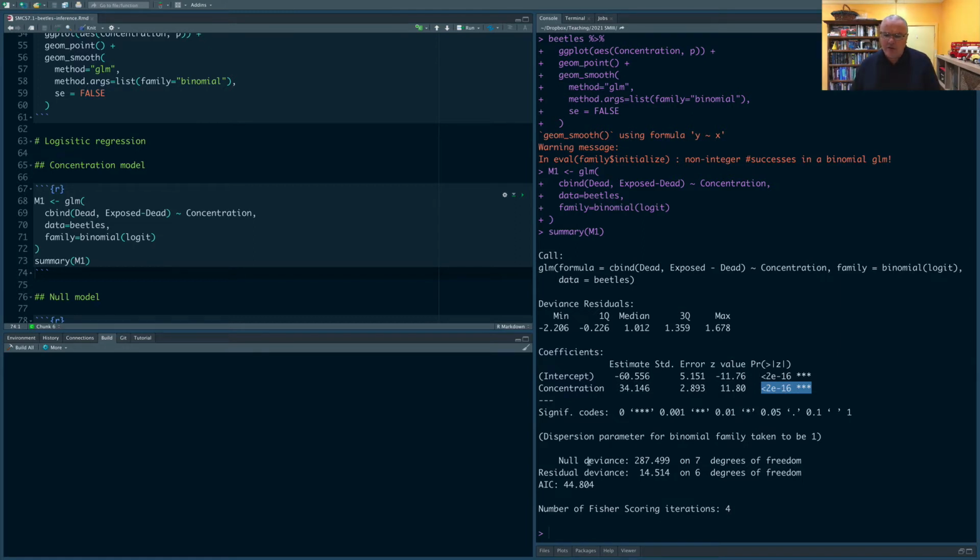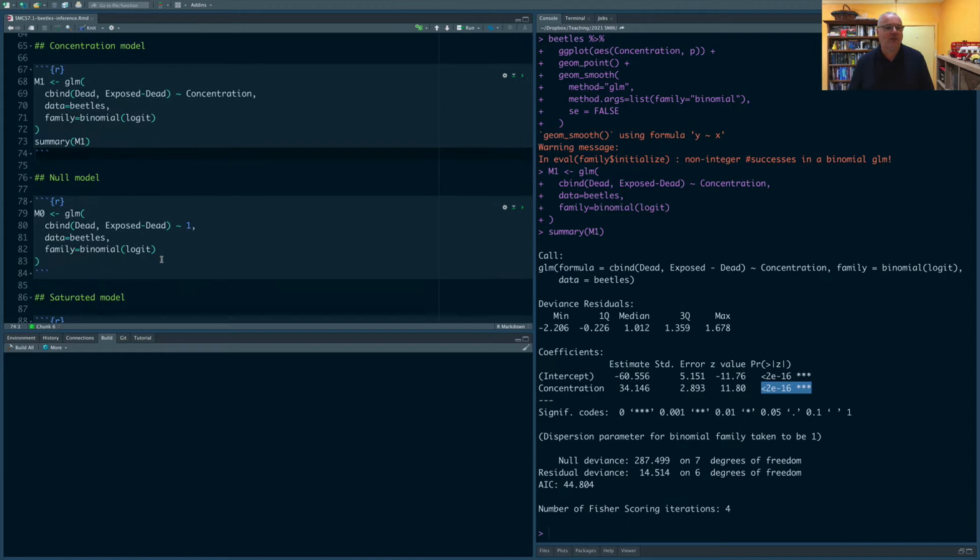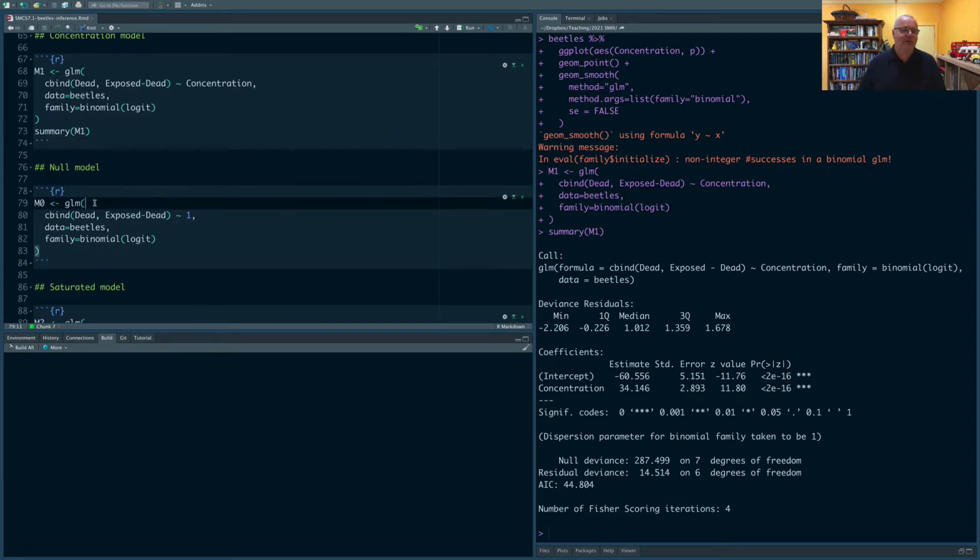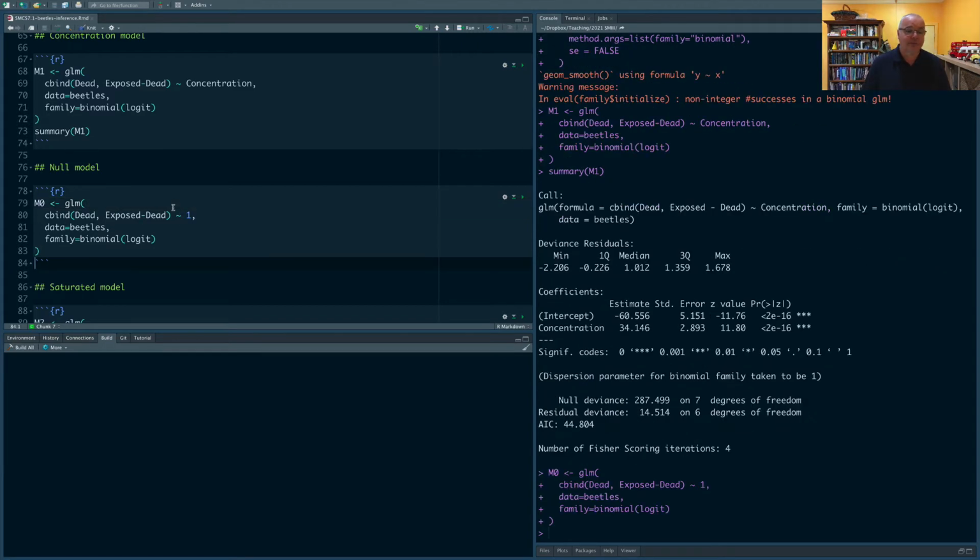We've got some other values here. We've got the null deviance and the residual deviance. Remember, the deviance is we're comparing the log likelihood of two models. Well, actually, it's 2 times the difference between them. But let's have a look at where these numbers come from. So what I'm going to do now to illustrate this is I'm going to create a model called M0, which is going to be the null model. What I mean by the null model is we don't have any predictors. All we have is an intercept.